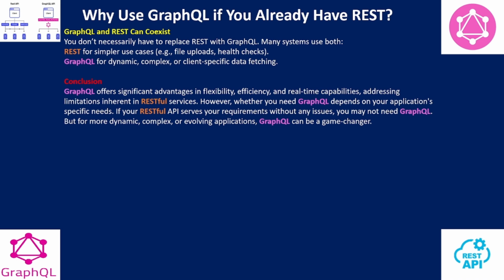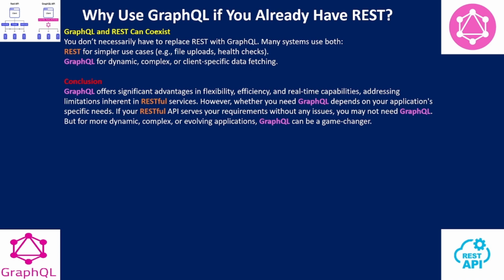GraphQL and REST can coexist. You don't necessarily have to replace REST with GraphQL. Many systems use both: REST for simpler use cases, for example, file uploads and health checks, and GraphQL for dynamic, complex, or client-specific data fetching.